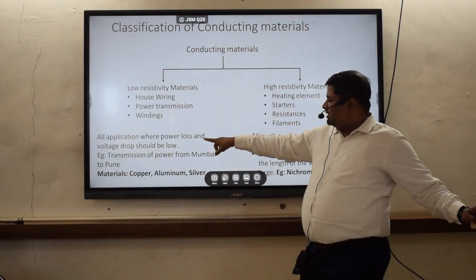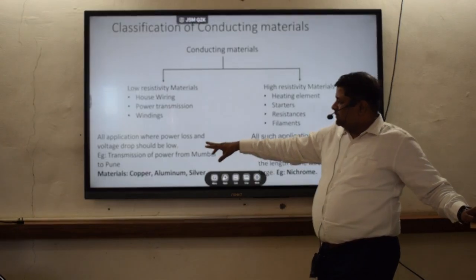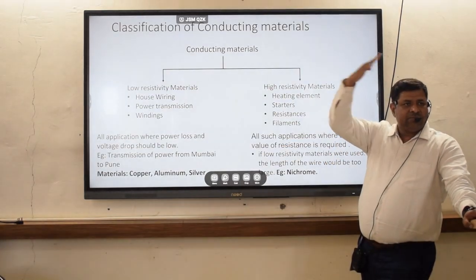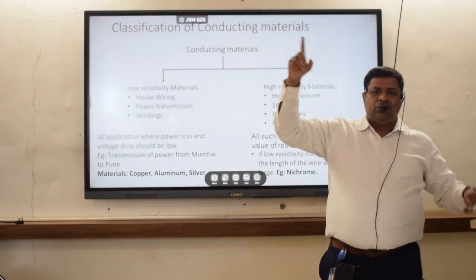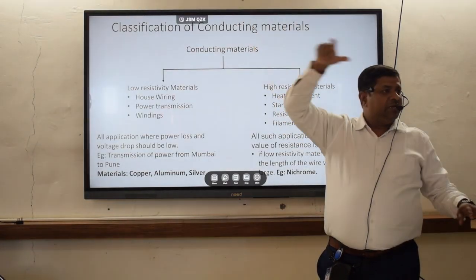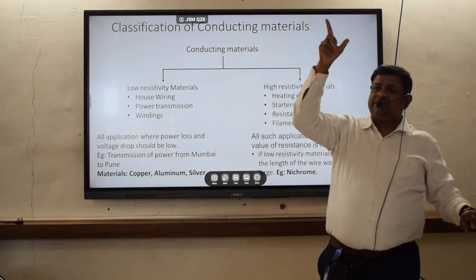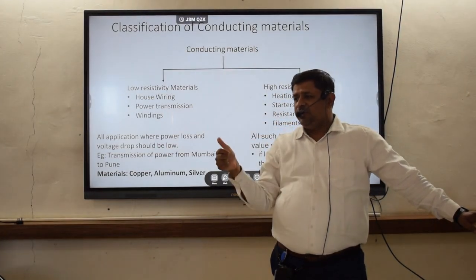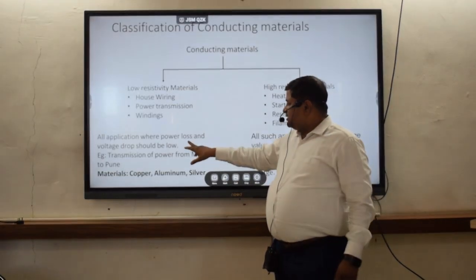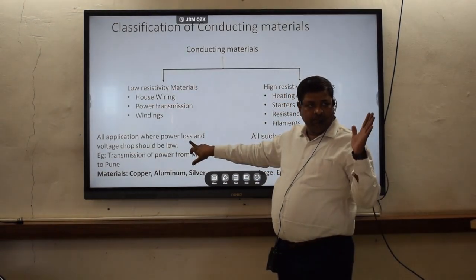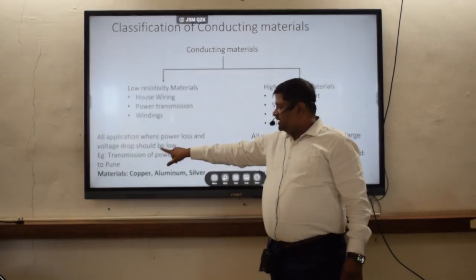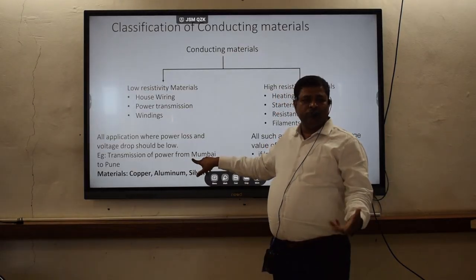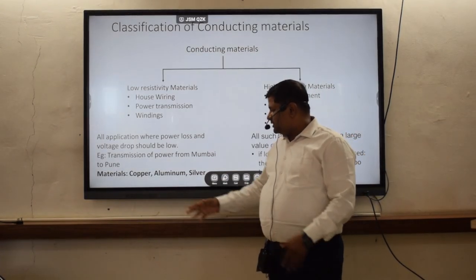Low resistivity materials are used in all applications where power loss and voltage drop should be low. Example: transmission of power from Mumbai to Pune. We see the high current carrying cables on towers, connected with the help of cables. Current is passing through them also, but we haven't seen any wire getting red hot at any point. Why is that? Because the power losses are less during transmission, and their voltage drop is also less. That's why they are used for the transmission of power from one place to another.